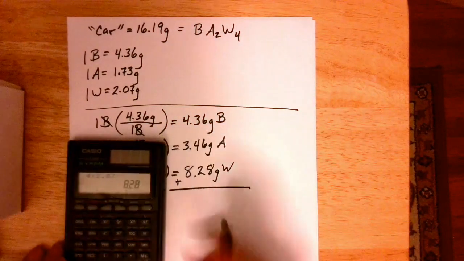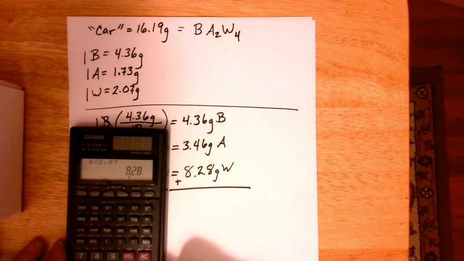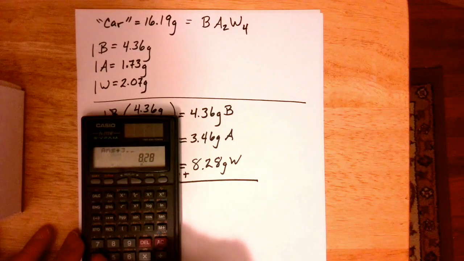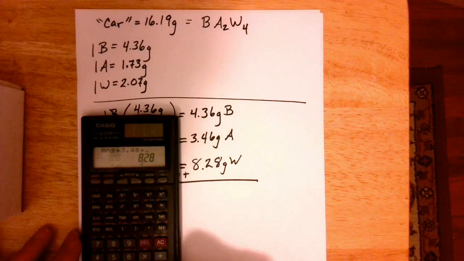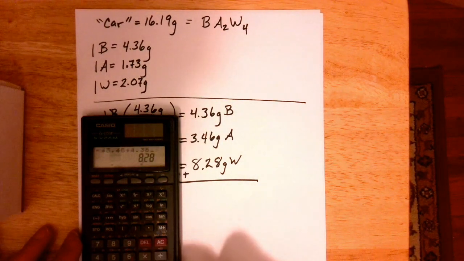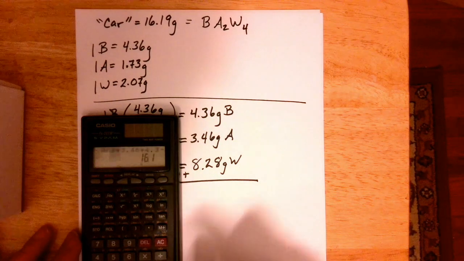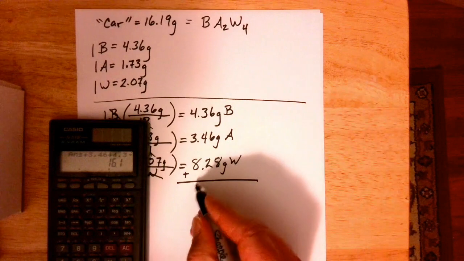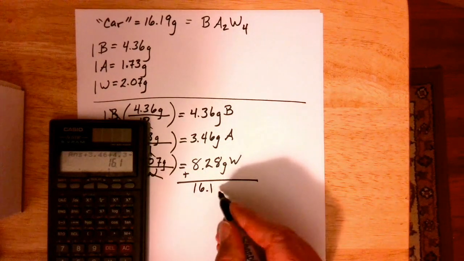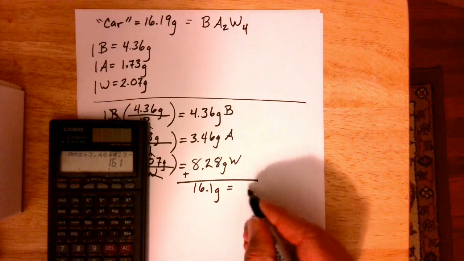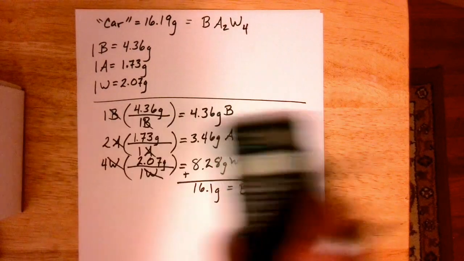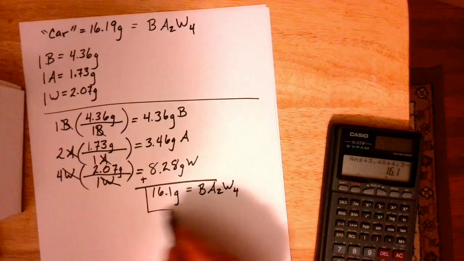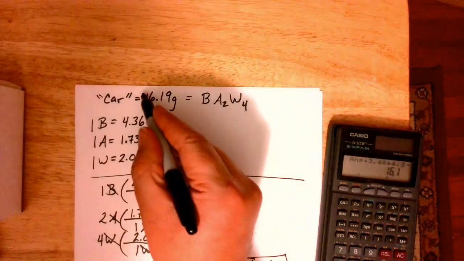So, if I take 8.28, or add that in the calculator, plus 3.46, plus 4.36. And kind of an interesting set of numbers here. And I get a mass of 16.1 grams is equal to BA2W4. Now, if you look at my value here versus what I have over here, it's pretty close to it.